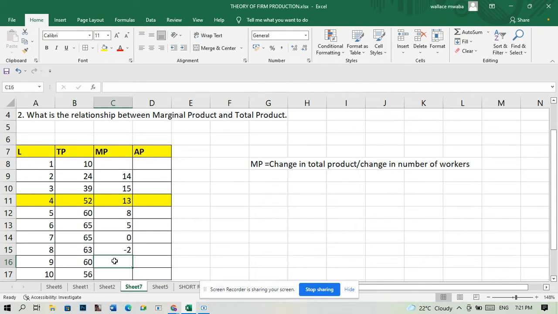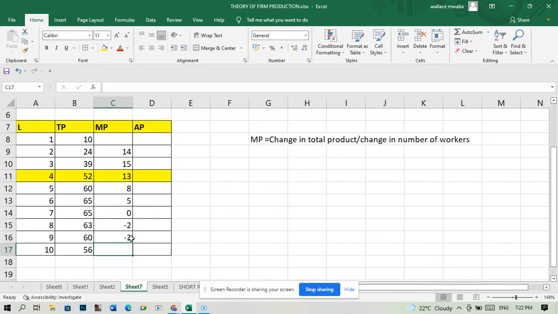We hire the ninth worker. As you can see, production is still decreasing, -3. We hire the 10th worker. As you can see, production is now steadily decreasing. The more workers we're hiring now, our production has started to decrease.